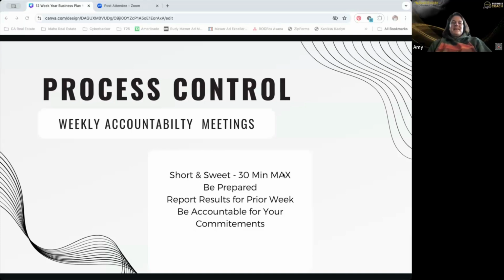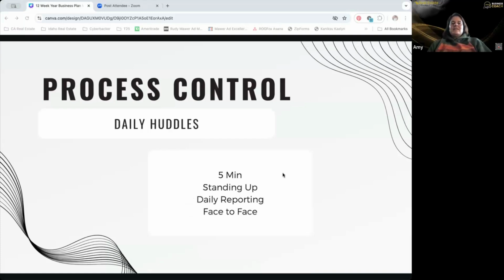Okay. All right. So weekly accountability meetings. In addition to your weekly accountability meetings, we are also going to do daily huddles. This is the next tool for process control. It's a 5-minute stand-up meeting with your weekly accountability group every day. Each member is going to briefly report out on yesterday's accomplishments and today's intentions. It's going to be short, sweet, and to the point.